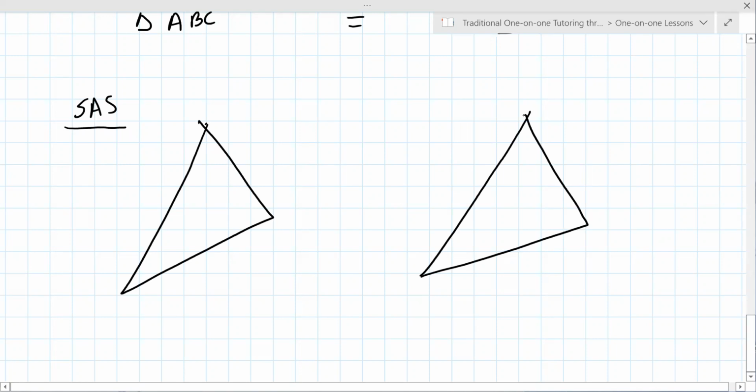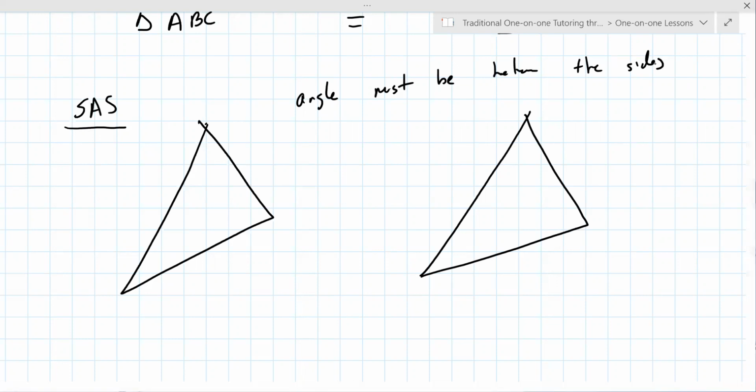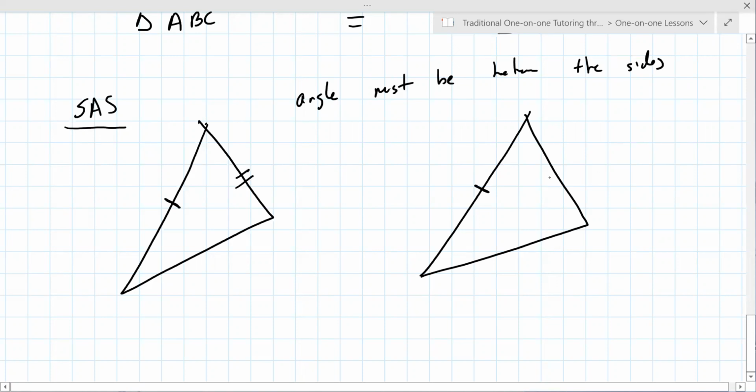So this is what's really important: the angle must be between the sides. It can't just be any old angle that you see. It has to be between the sides. Okay, so let's say that this side is congruent to this side, and this side is congruent to this side. And now let me label the triangles A, B, C, D, E, F.